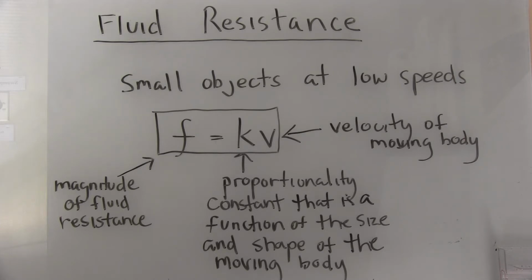So for small objects at low speed, the magnitude of the fluid resistance is equal to kV, where k is a proportionality constant that's a function of the size and the shape of the moving body, and v is the velocity of the moving body. This is good for dust particles moving in air, or say a ball bearing moving through oil.